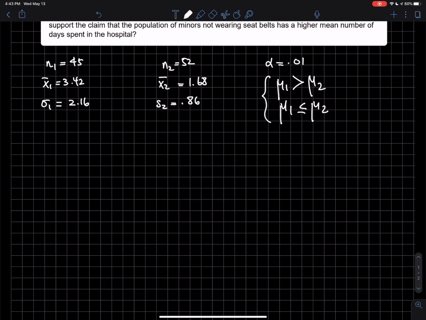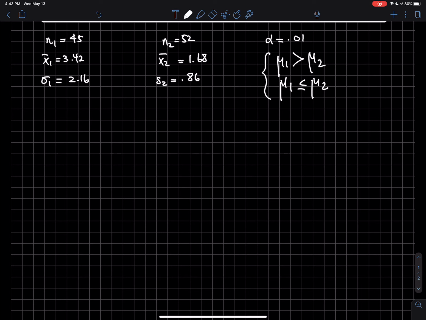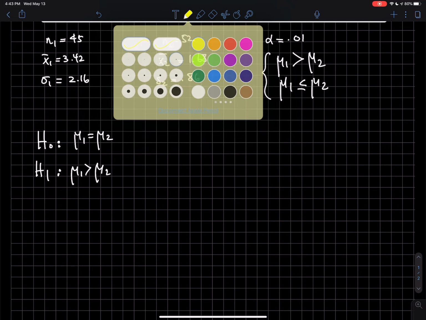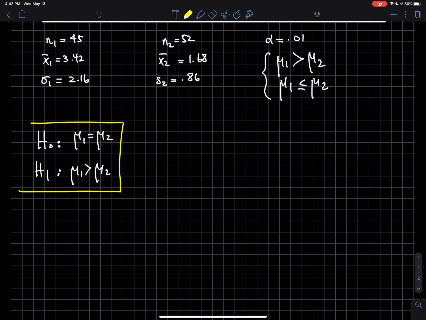So let's start setting it up. My step 1 will be to set up my null and alternative. My alternative is the inequality, so mu1 greater than mu2. And my null is the equality, mu1 equals mu2. And that's step 1. That's all we have to do for two populations for step 1. You don't need to write original claim or counterclaim.